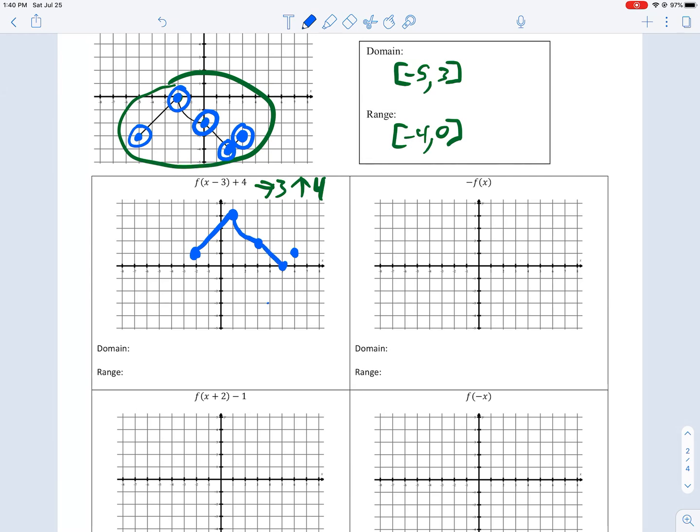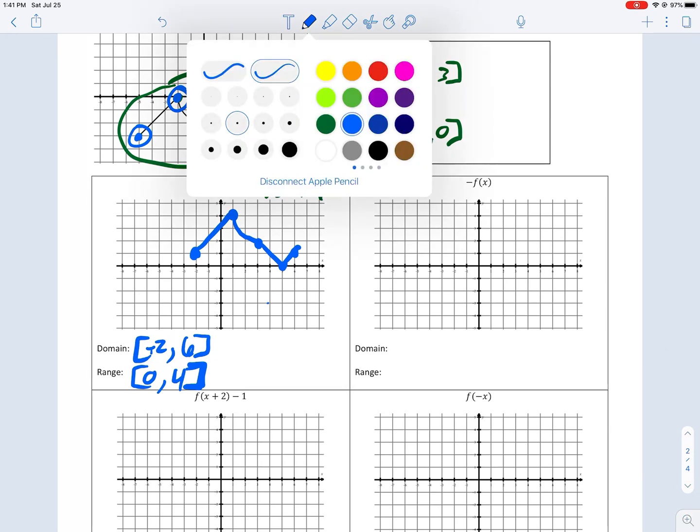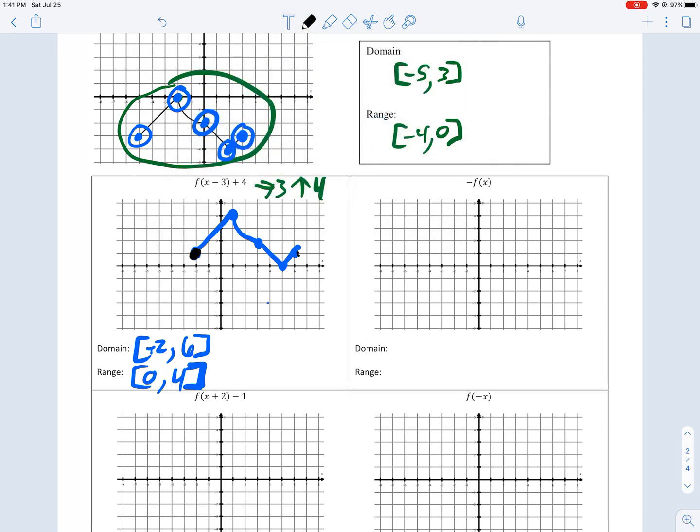So then I'm going to connect, curve, here, here. There we go. So now your domain starts at -2 and goes to +6. Your range starts from 0 and goes up to a height of 4. And again, these are all square brackets, closed brackets, because I have solid points here. They're included. You can physically touch them.